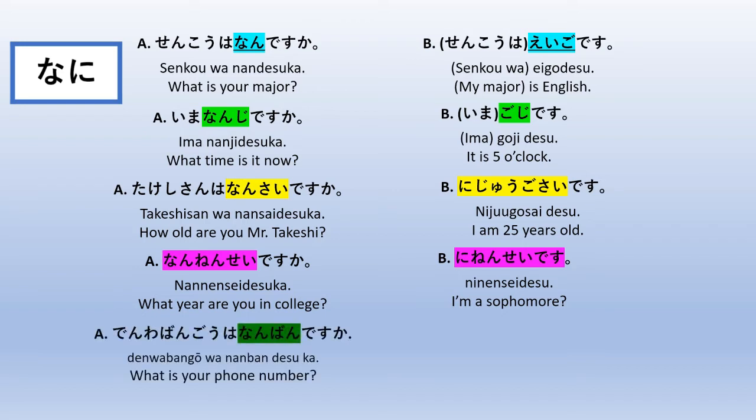Denwa bango wa nan desu ka? What is your phone number? 87219222 desu. But be careful when asking about phone numbers because Japanese are very strict when it comes to private information. So you do not just ask for the numbers of anybody without asking first their permission.